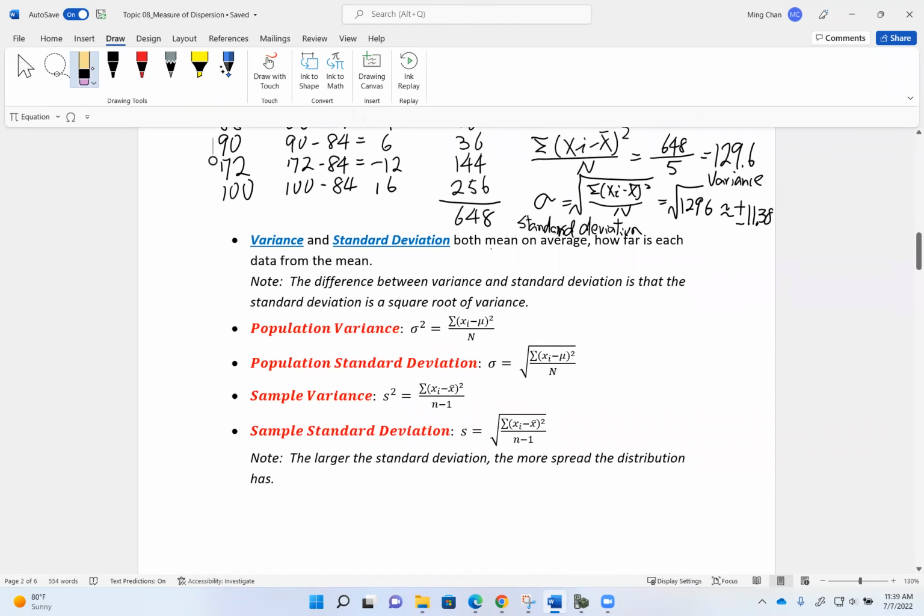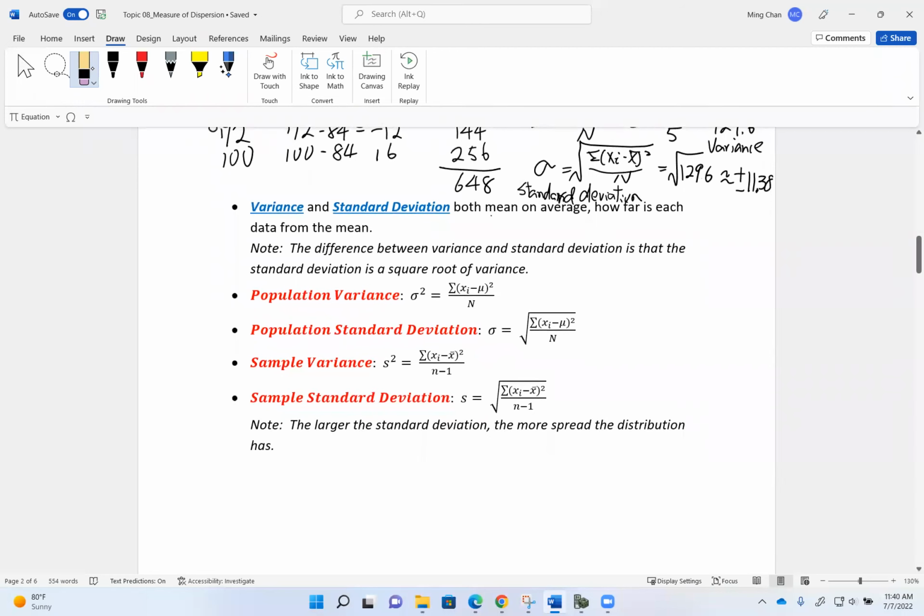Okay, the sample variance formula is slightly different from the population because the denominator, instead of being divided by n, is always divided by sample size minus 1. Why? Nobody knows why. It just turns out that when you subtract one from the sample size, the answer is normally more accurate. It was just discovered that sample variance and sample standard deviation always use n minus 1 in the denominator. We're going to see that n minus 1 in other formulas as well later on in the semester.